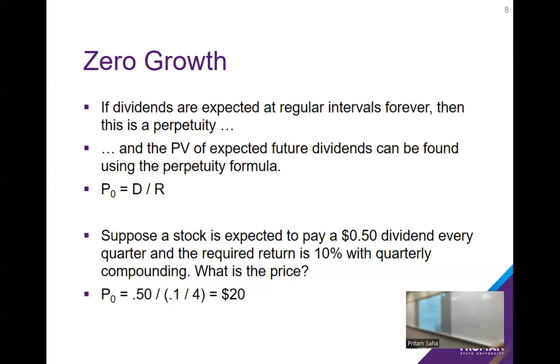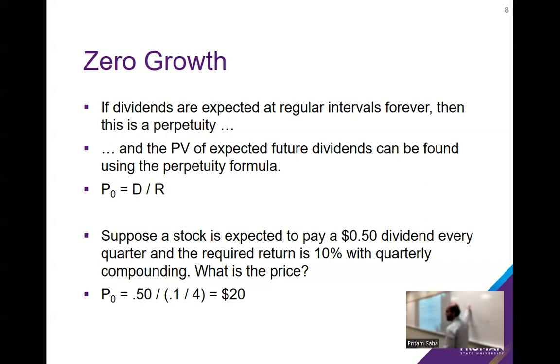Now here's the information. Expected to pay 50 cents every quarter, and the required return is 10% with quarterly compounding. What is the price? 50 cents every quarter, and the required return is 10% quarterly compounding. What is the price? So basically, the price is this formula.